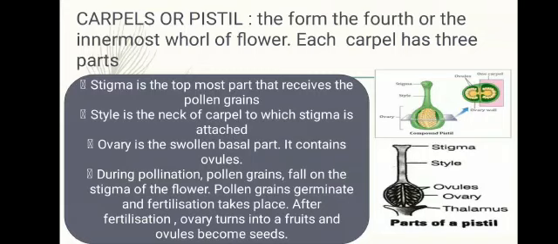It contains ovules. During pollination, pollen grains fall on the stigma of the flower. Pollen grains germinate and fertilization takes place. After fertilization, the ovary turns into fruit and the ovule becomes seed. So in the picture you can see this is the stigma which receives the pollen grain, and then through this tube that is called style, the pollen grain reaches the ovule. After fertilization, this ovule turns into seed and this ovary turns into fruit.